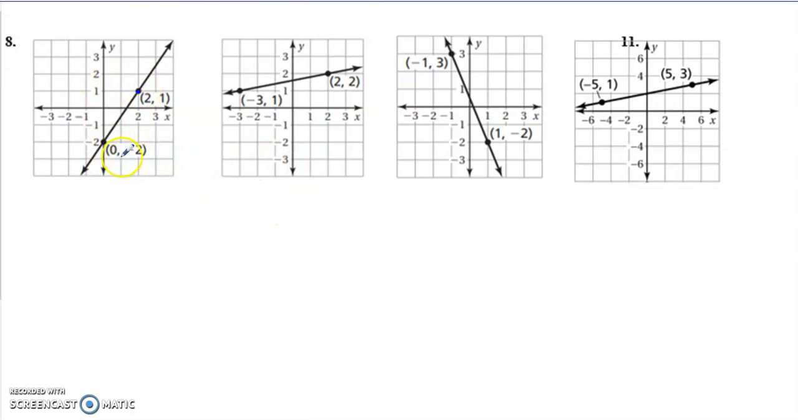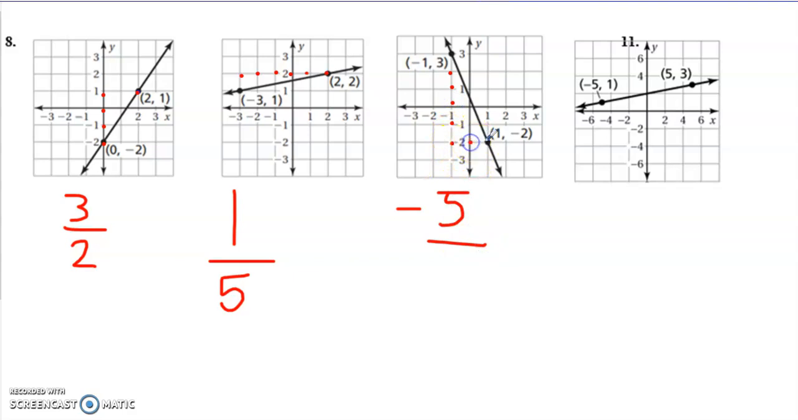Alright, rise over run from here to here. We're rising 1, 2, 3, and we're running over 2. And this cannot be simplified, so that's your slope. This is positive. This one is also positive because we're going up. You're gonna rise 1, and you're gonna run 1, 2, 3, 4, 5. Since there's a 1 on the top, we know that it's already simplified. This line's going down, so it's negative. You are going down 1, 2, 3, 4, 5, and running 1, 2.